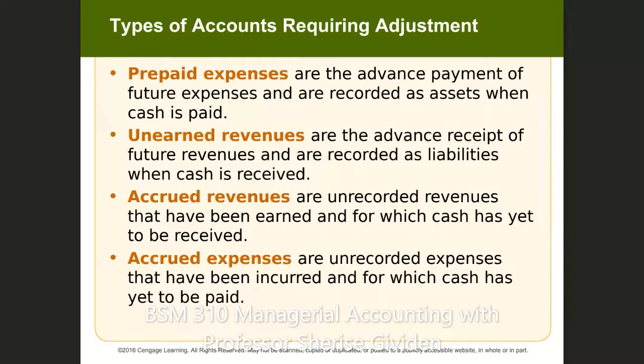Accrued revenues are unrecorded revenues that have been earned, but cash is yet to be received. So we don't have the cash for it yet, but we expect to get it, so we're going to go ahead and accrue for it. And that goes the same for expenses, just opposite. Accrued expenses are unrecorded expenses that have been incurred for which cash has yet to be paid.